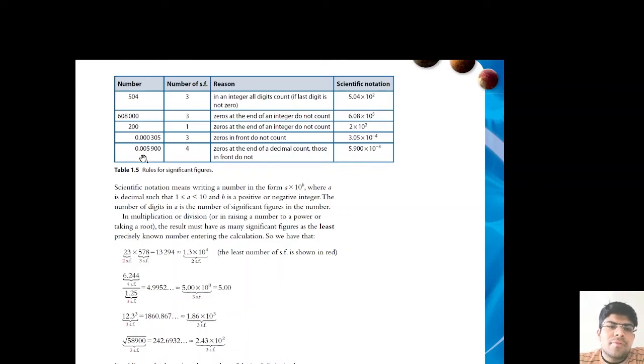If we had something like 0.00404, then we have three significant figures. Like here we have 0.000305, we have three significant figures. Okay, so here we can denote it scientifically by 5.900 times 10 raised to minus 3. And so, yeah, I think now the concept of significant figures is clear to everyone here.